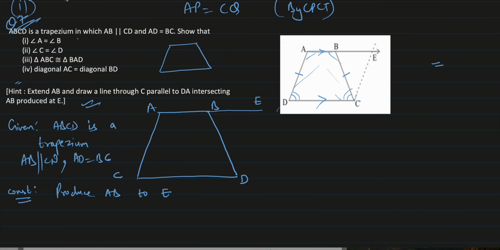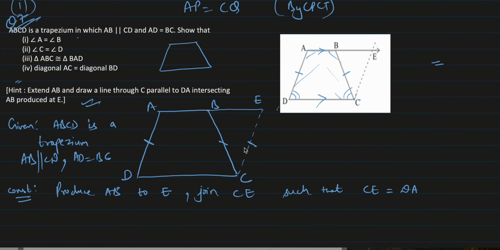Okay, I have written these names a little wrong here. It should go in a sequence. It should be CD. Yeah. Now produce AB to E, then join CE. You join this CE such that this CE equals DA. Okay, so this is equal to this is equal to this. All these three are equal here.